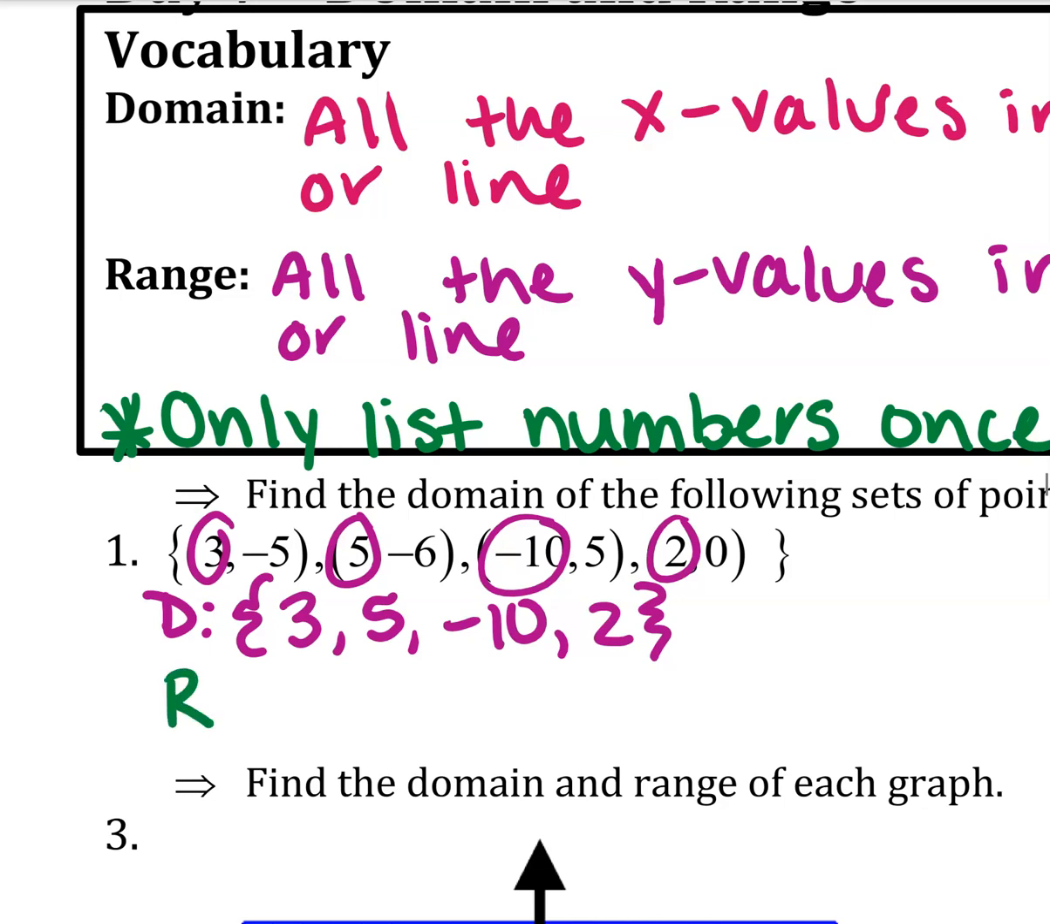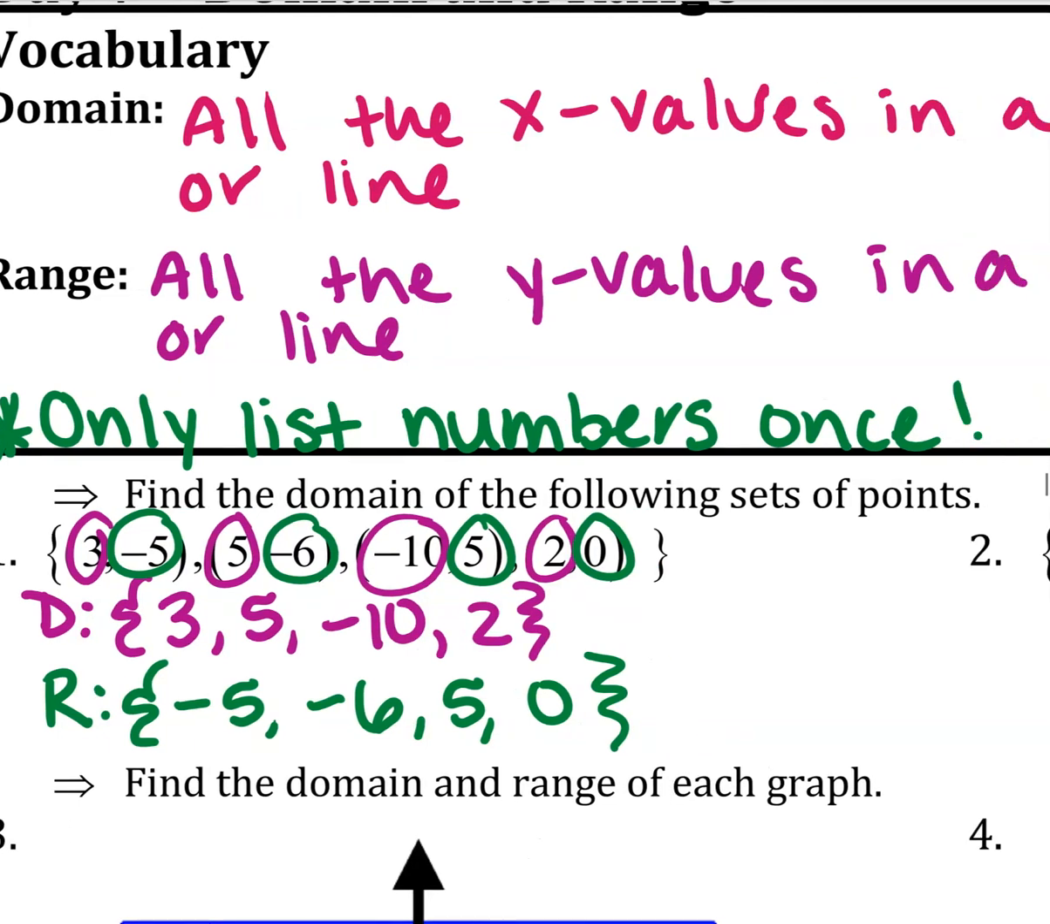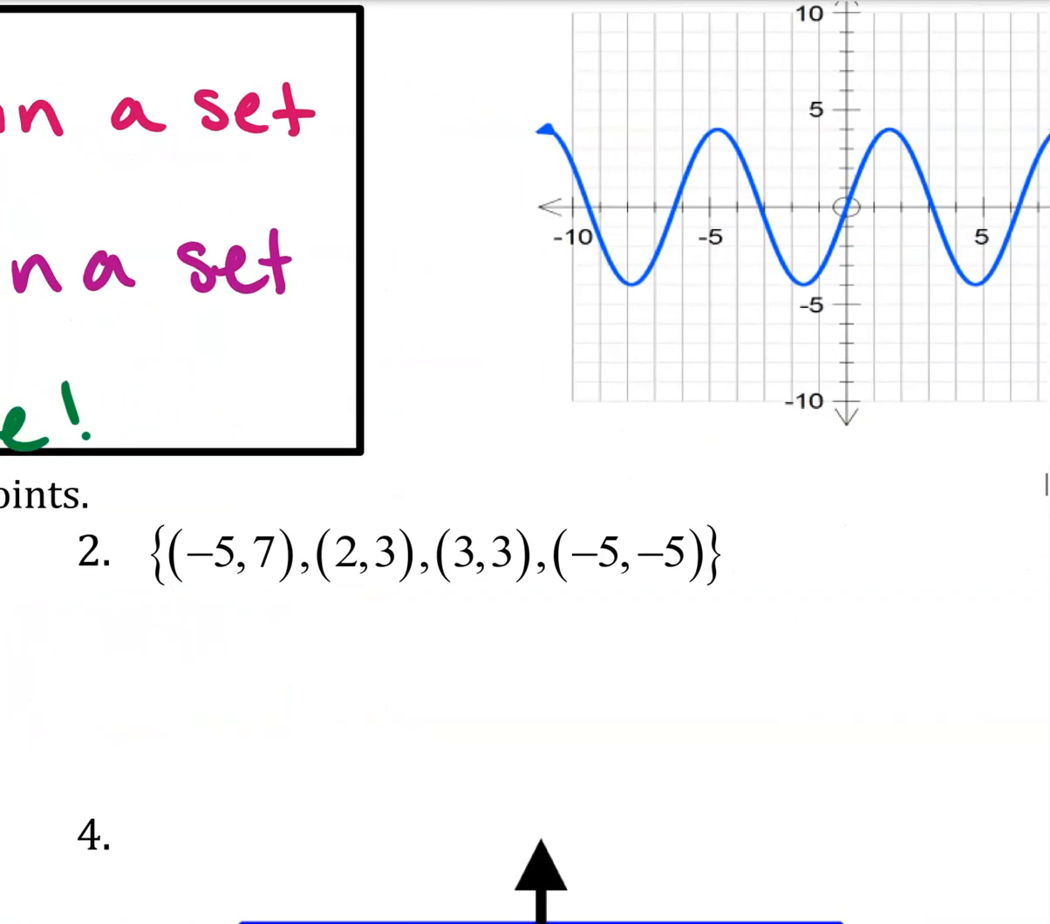All right, now for our range, we have -5, -6, 5, and 0. So that's going to be our list inside of our curly brackets, because those are all the y values in our set. So we just make a list and say, hey, here's all of our values. Same thing on number 2.